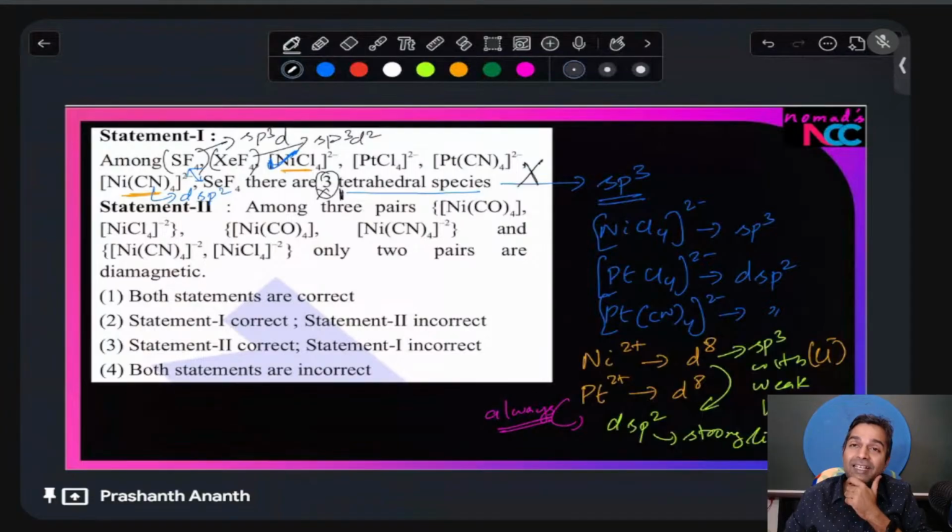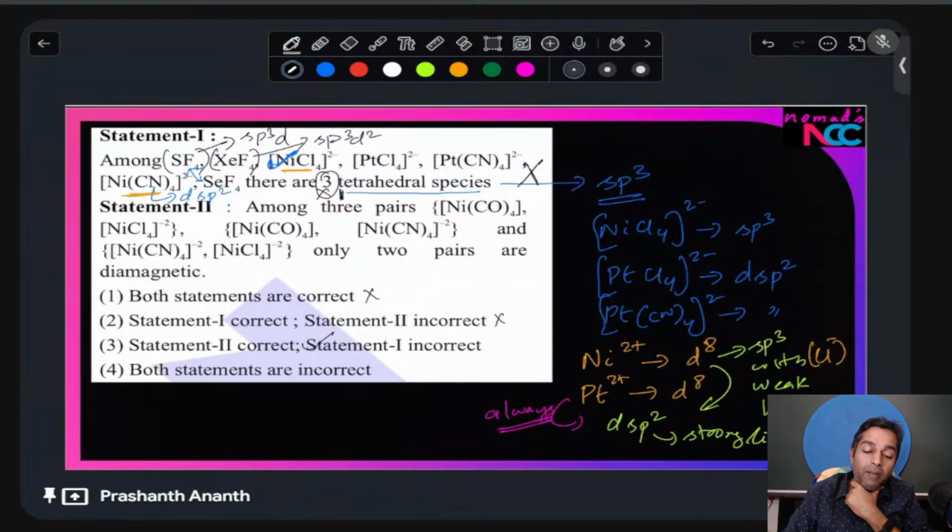So that directly gives us an option which is going to be possible. It can either be option 3 or option 4. So we are directly ruling out the first and second options here. Now among the 3 pairs here, only 2 pairs are diamagnetic.